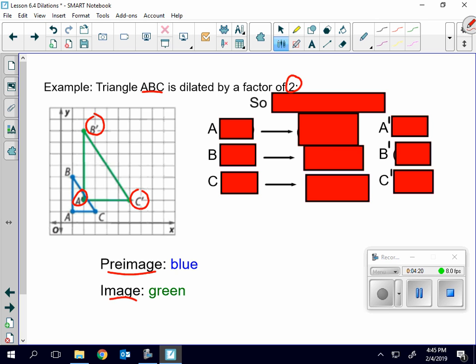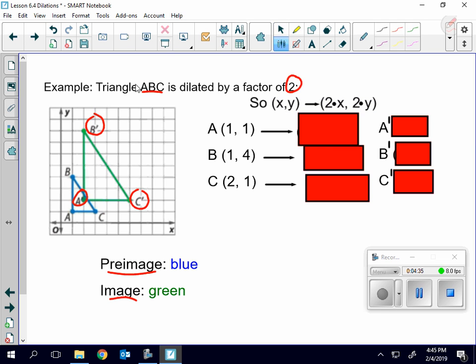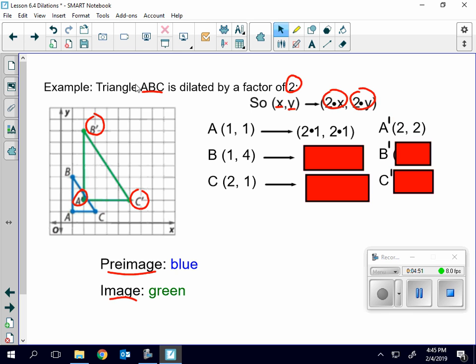So what we're going to do is write down the coordinates of ABC. I did that right here. Those are the coordinates of triangle ABC. And if we want to dilate by a factor of 2, what we're going to do is multiply each piece by 2. So 2 times x and then 2 times y. So if I show that here, A, instead of 1, 1, we're going to multiply each piece by 2, and we get A prime to be 2, 2.